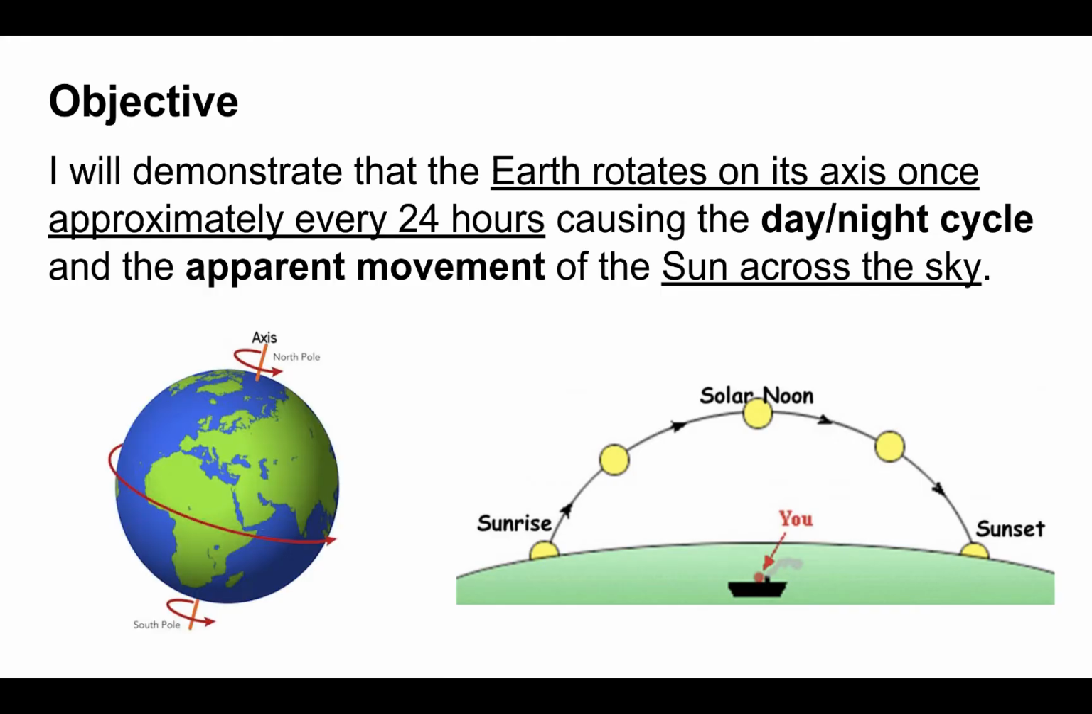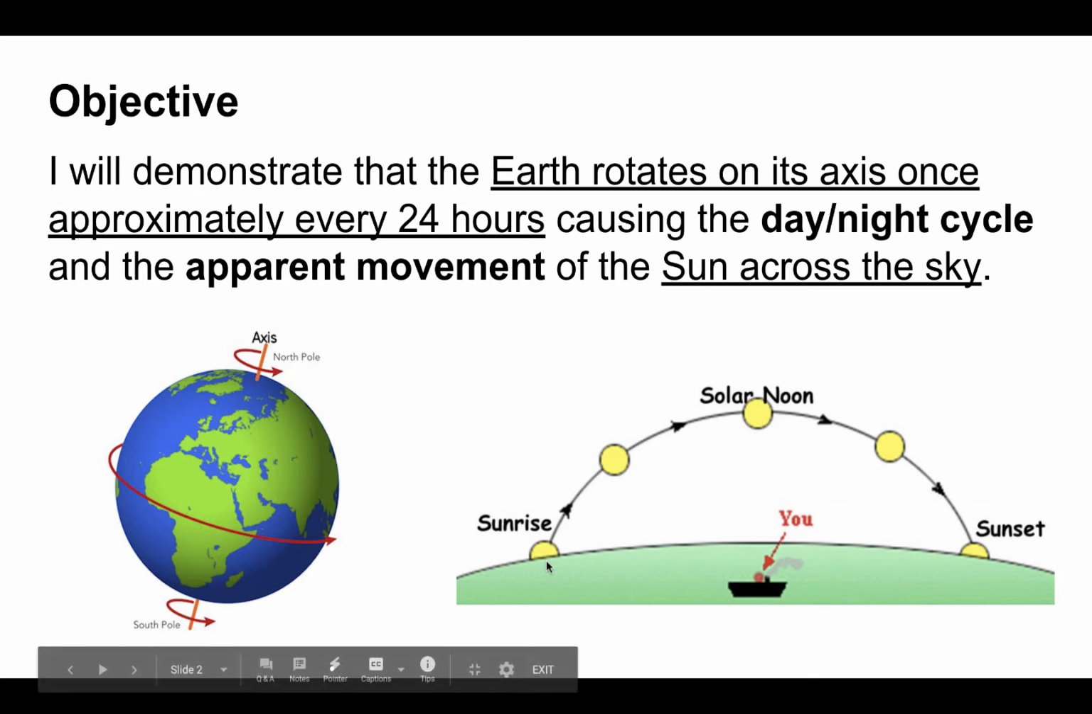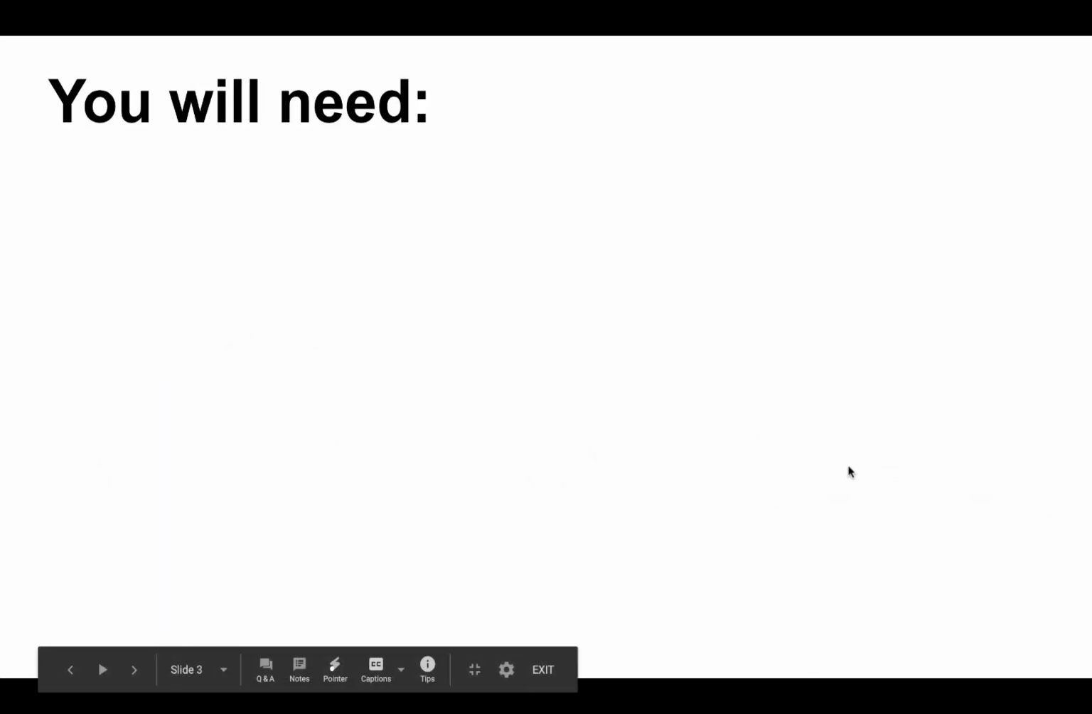So let's get started. Here's the objective for today. This is what we're going to be able to do by the end. Let's read it together. I will be able to demonstrate that the Earth rotates on its axis once approximately every 24 hours, causing the day and night cycle and the apparent movement of the sun across the sky. So the Earth rotates on its axis every 24 hours. This causes the day and night cycle and the apparent movement of the sun across the sky. So let's see how that happens.